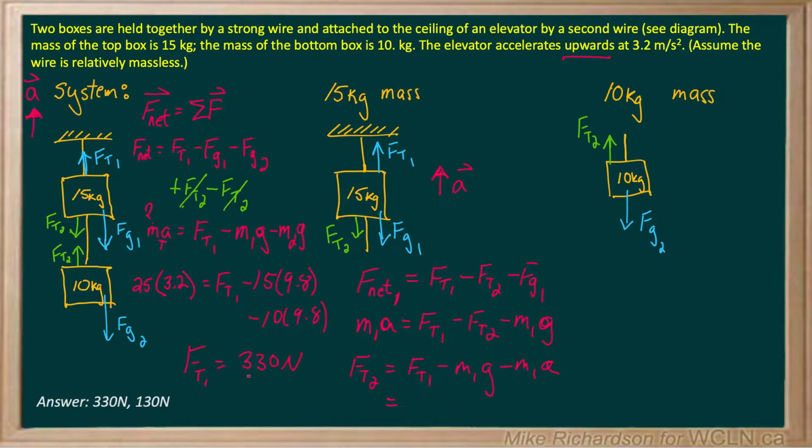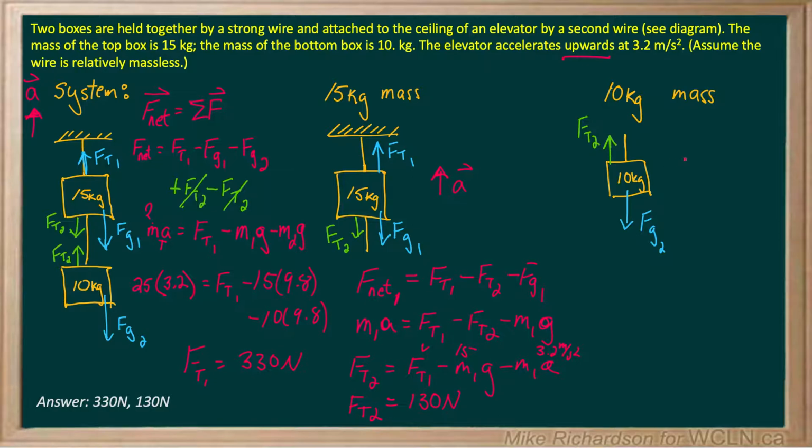Now Ft1 is 330 newtons. I recommend not using our rounded off answer. Use your answer that has a few more decimal places so we don't get any rounding errors. So we have this, we can calculate this. M1 is just 15 kilograms. We know G is 9.8. We know M1 again, 15 kilograms. We know the acceleration is 3.2 meters per second squared. So you should be able to get your value of Ft2. And again, when you use your significant figures, you should get 130 newtons as your rounded answer for Ft2.